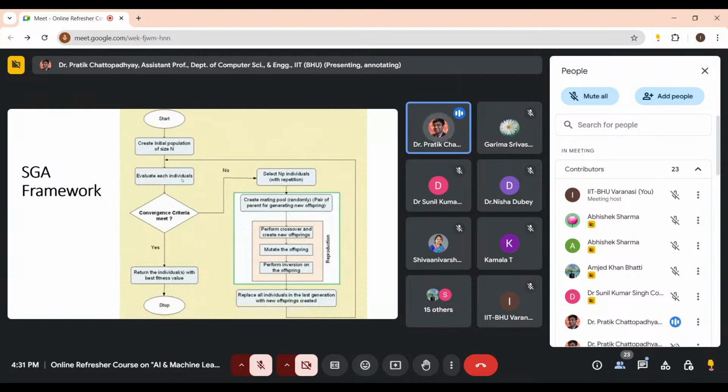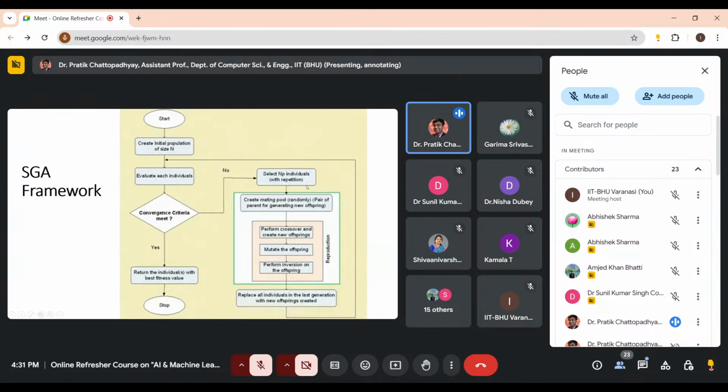So next, in the mating pool, we select pairs of solutions, pairs of individuals, and perform certain reproduction operations. One of them is called crossover, then mutation, and inversion is another. So some reproduction happens inside the mating pool, and the individuals get changed. That means from parents we get offspring. So gradually, individuals are changed.